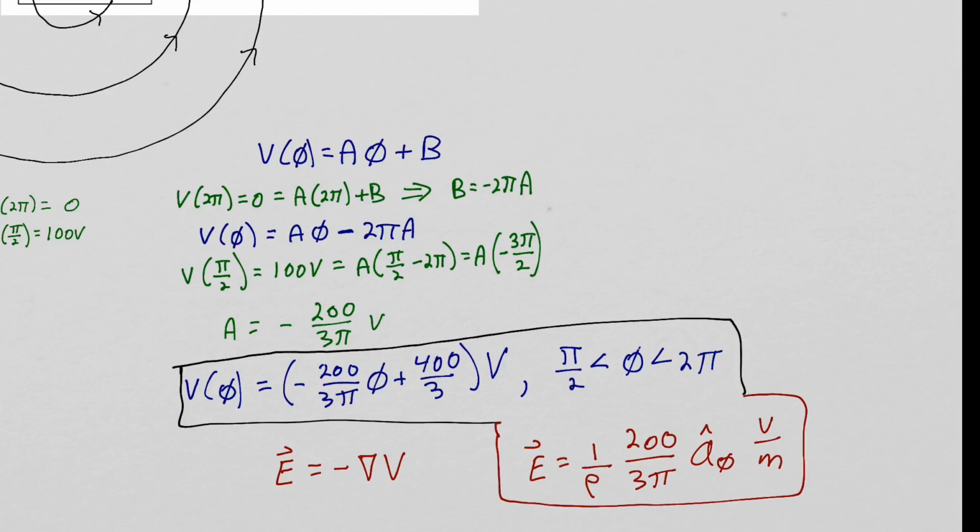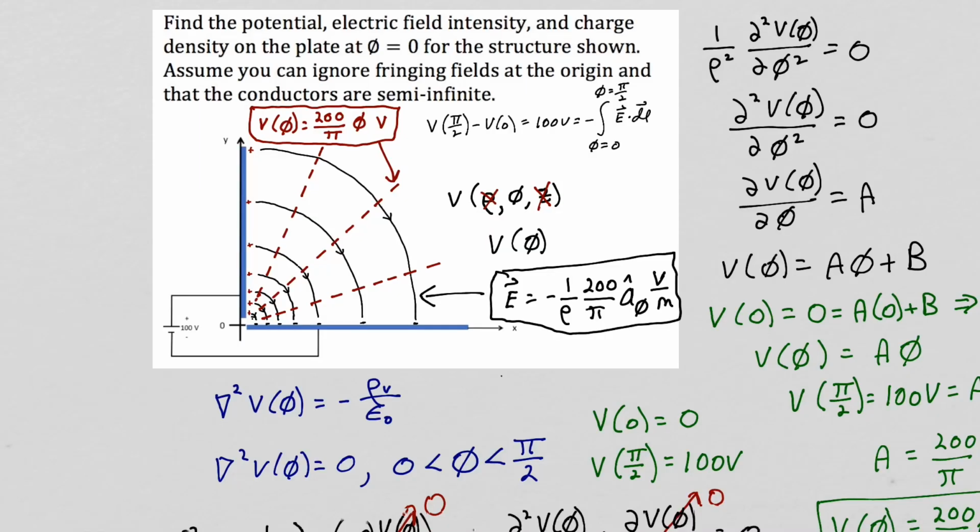We were also asked to find the charge density on the plate at phi equals 0. In the next video, I will show how to do that, but the problem will have a different potential across the plates, so the electric field intensity will be 1 over rho times 108 over pi instead of 1 over rho times 200 over pi.